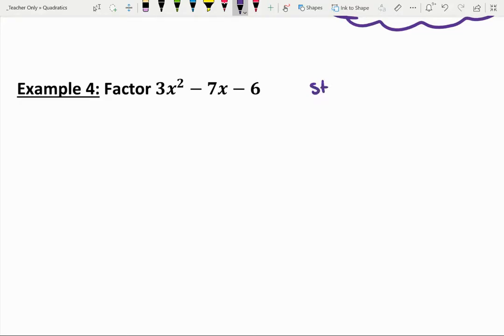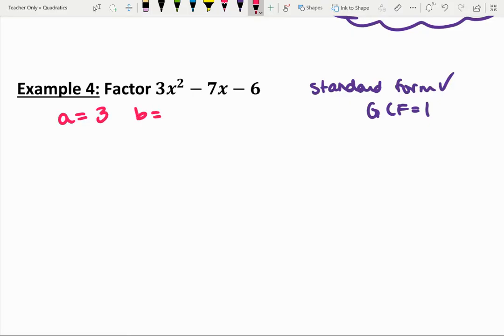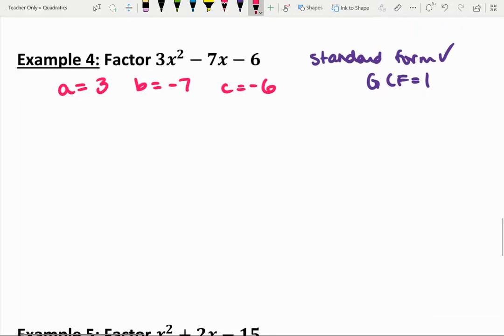Example 4, again, is in standard form. The greatest common factor is equal to 1. So I'm going to find A, B, and C. My A value is 3. My B value is negative 7. My C value is negative 6. So next I'm going to multiply A times C, which is 3 times negative 6, or negative 18. I'm going to find all my factors of negative 18.